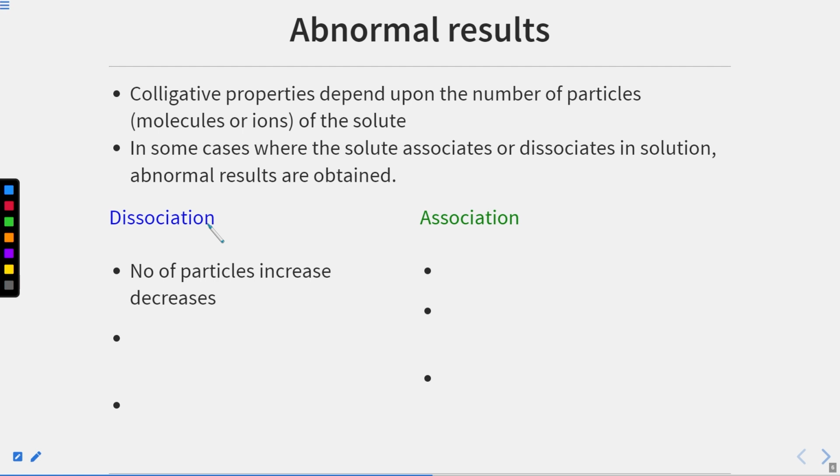If you look at the dissociation, the number of particles increases, sorry, it is wrongly written. What happens to the number of particles? It increases. Suppose we have NaCl and we dissolve it in water. If you consider NaCl as one particle, it will be wrong, because NaCl will dissociate in water and give us Na+ and Cl-. So now the number of particles is 2 rather than 1, which we assumed earlier.